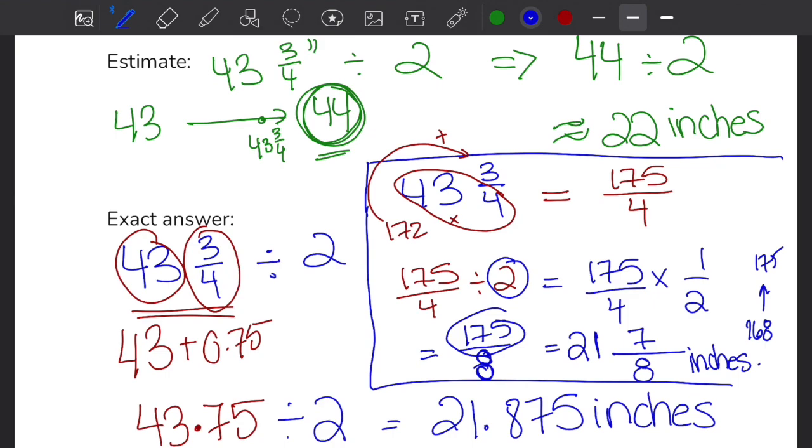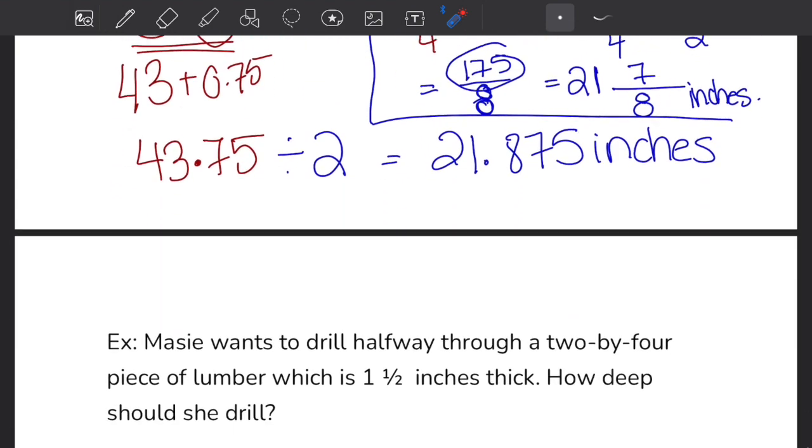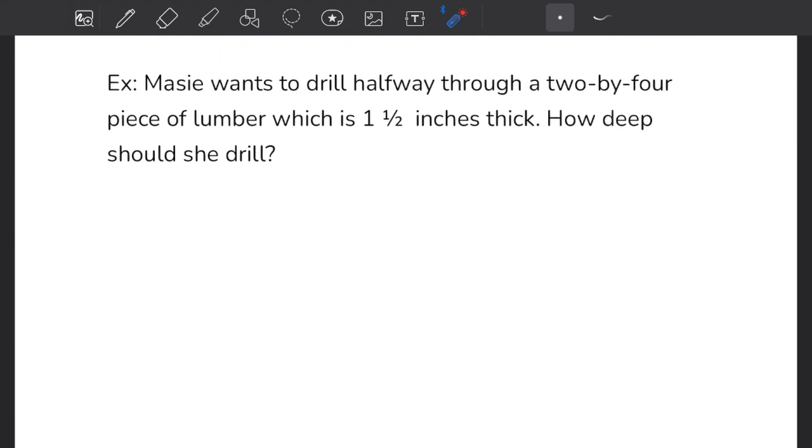Now I will say, if fractions intimidate you a little bit, a lot of scientific calculators can actually convert decimals into fractions for you. And that's totally fine. Just find a teacher and they will show you how to convert this to a fraction like this using your calculator. Okay, now let's do another example.